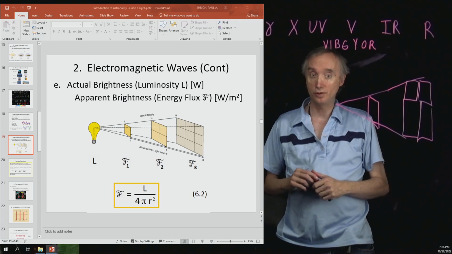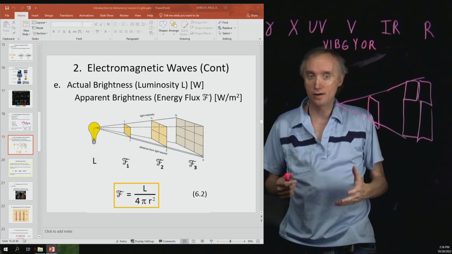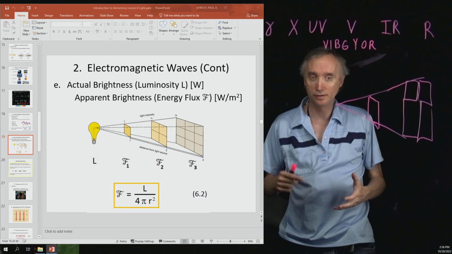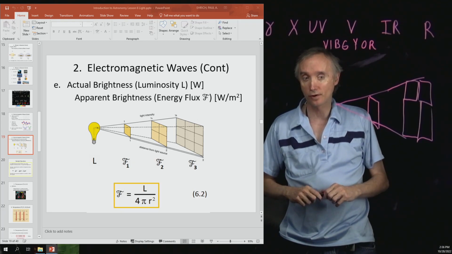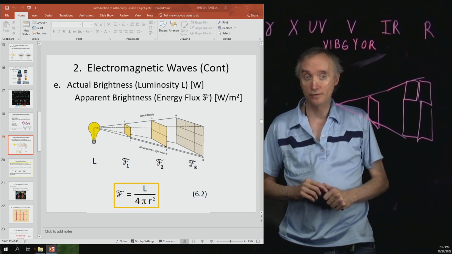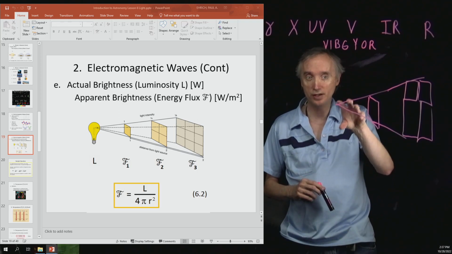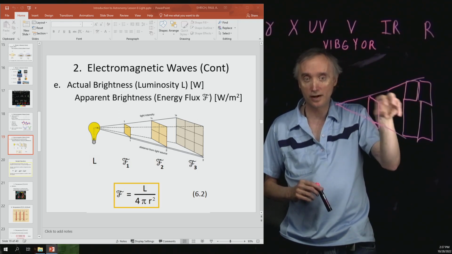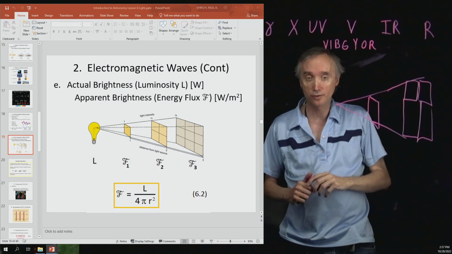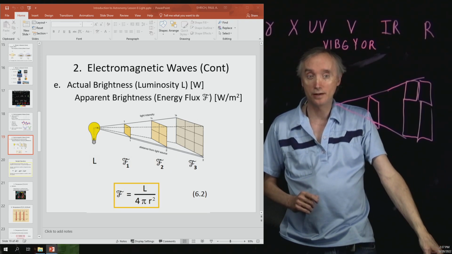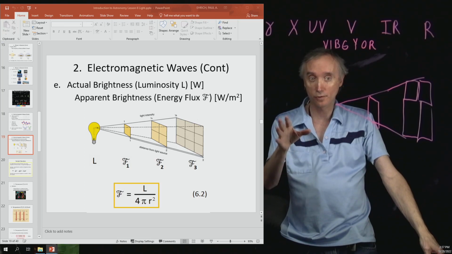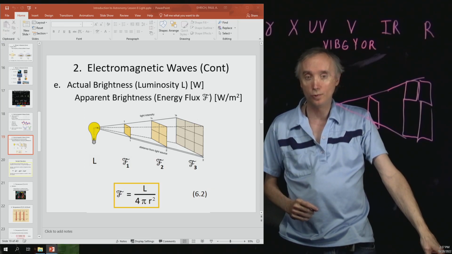Does that sound familiar? Was there anything else that we learned in the last lesson that got weaker as 1 over r squared? That was gravity. Do you remember big G m1 m2 divided by r squared? Remember that formula? The further away you got, the weaker gravity got. Well, the further away from light you get, the weaker the light becomes.